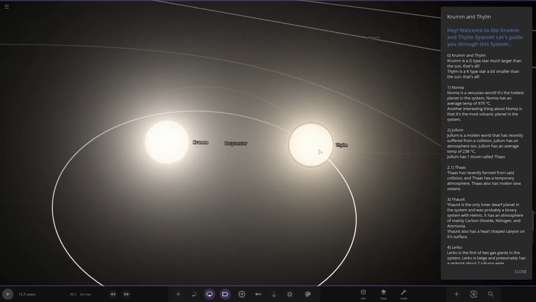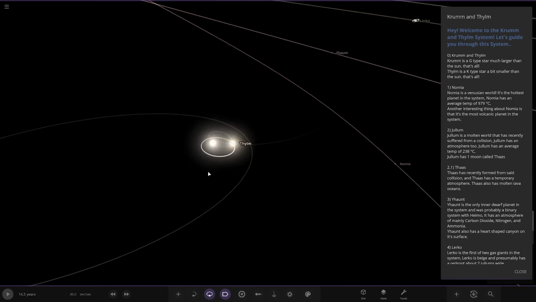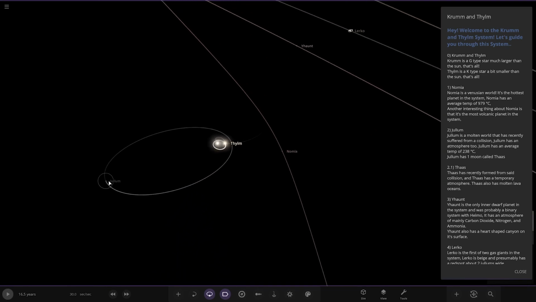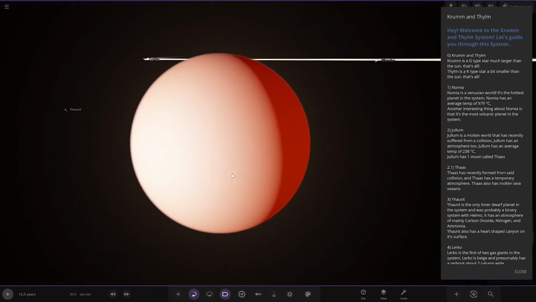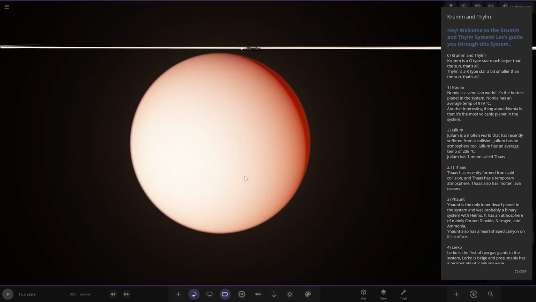So Crumb and Phylum. A G-type star much larger than the Sun, and then the other one is a K-type star, a bit smaller than the Sun. First on the objects list, we have Normia, which is here. There he is. Very, very hot looking. It's a Venusian world. It's the hottest planet in the system, with an average temperature of 979 degrees Celsius. Another interesting thing about Normia is that it's the most volcanic planet in the system.